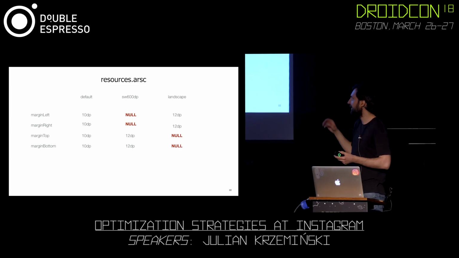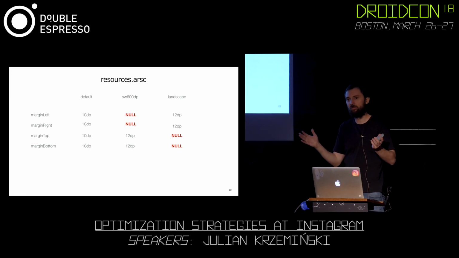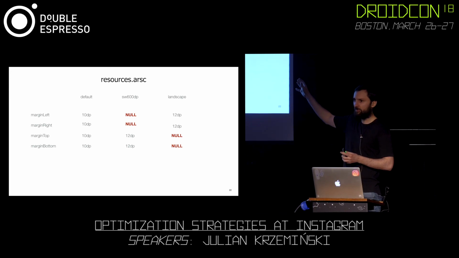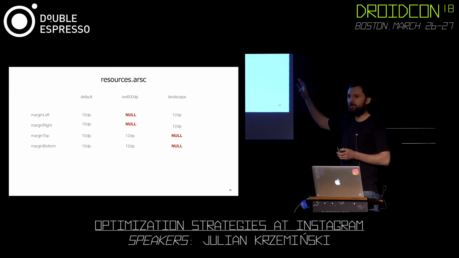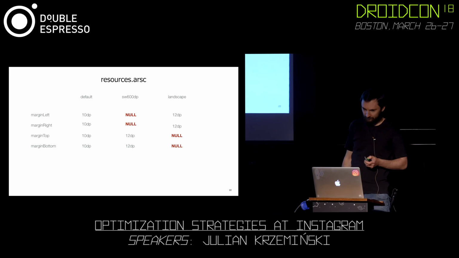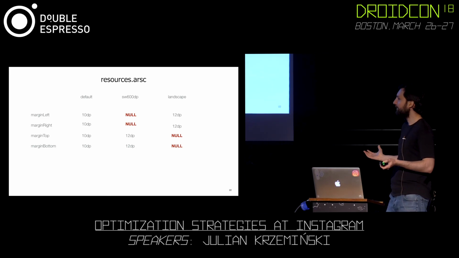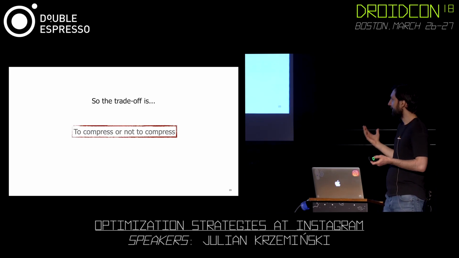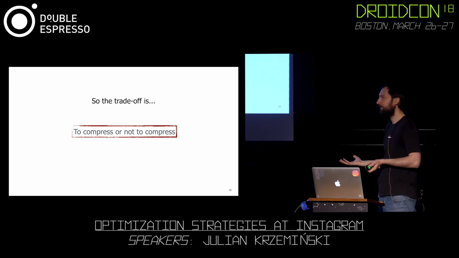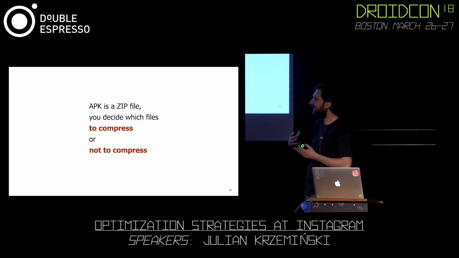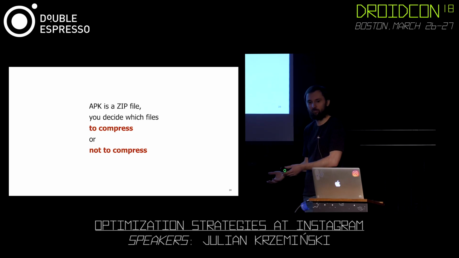So what I'm trying to say is that this file not only contains a lot of information, but its structure, its format, for apps with lots of configurations is very non-optimal. So what can you do with this file? You can compress it or not compress it. An APK is a zip file, and you decide which files to compress or not to compress.